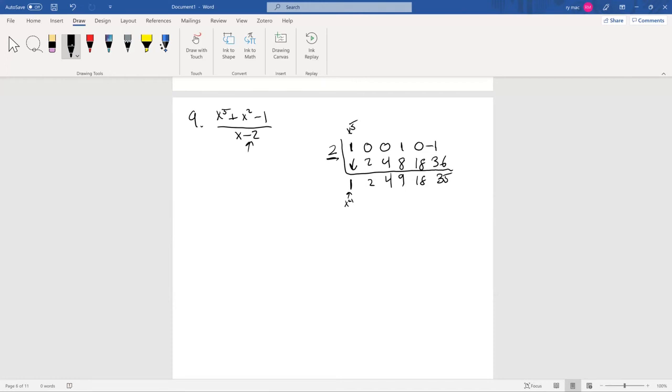So for this one, you end up with x to the 4th plus 2x cubed plus 4x squared plus 9x plus 18. And then we have this 35 as a remainder, same way as it was with the long division. Whatever you were dividing by, you just put that under your remainder. So 35 divided by x minus 2. So that is your answer for number 9. Pretty quick.